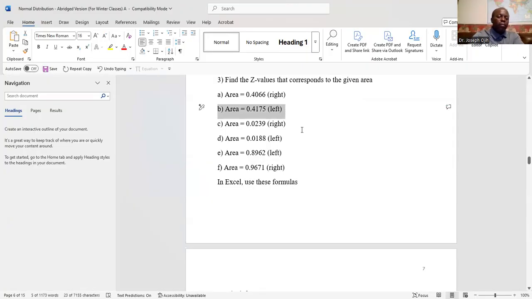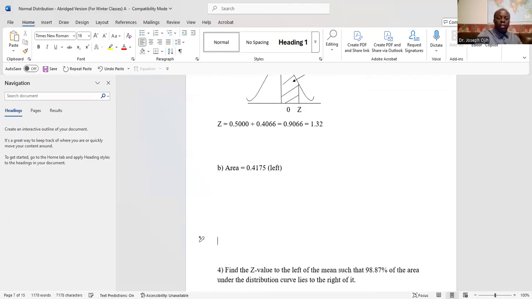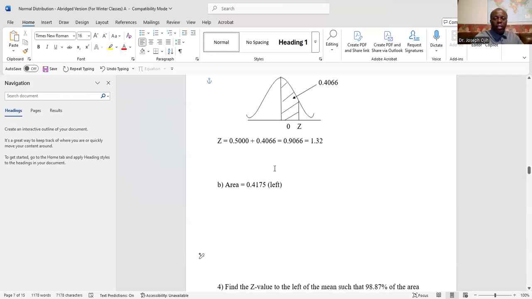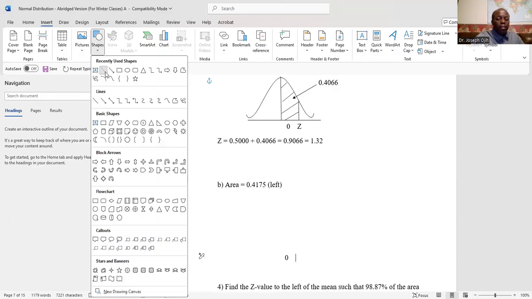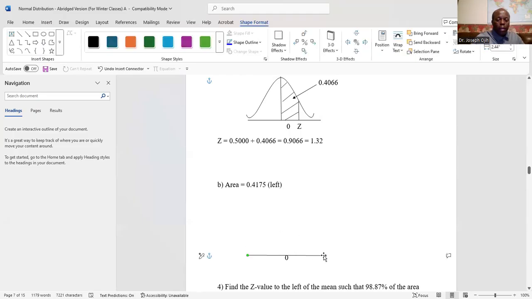Like here now, find the area. I'm going to paste it here. In this case, if I draw this kind of chart, you're going to be on the left side, so it's going to look like this. Zero. Then we're going to have this, then I'm going to put this.